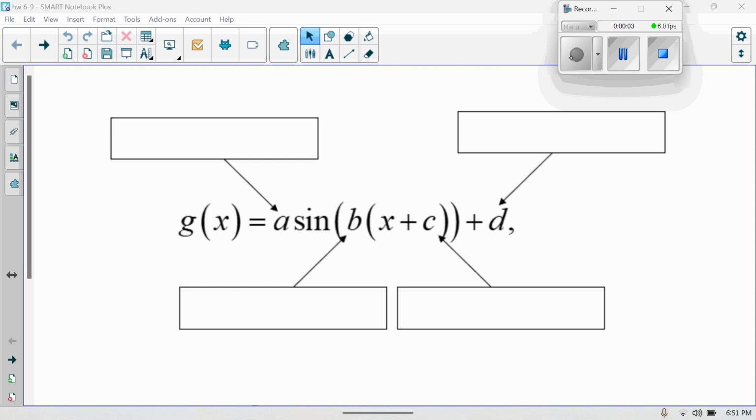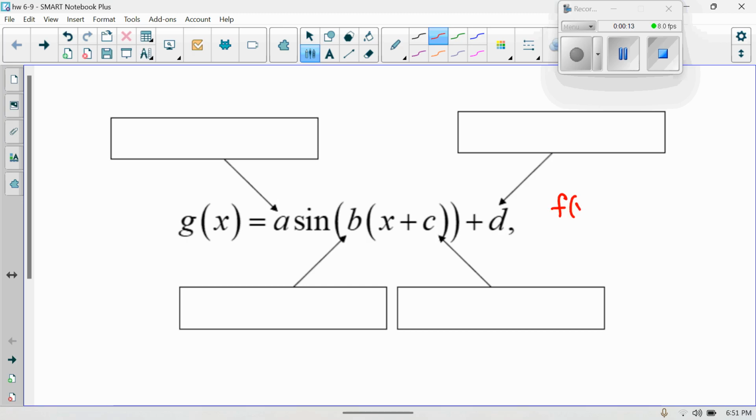Okay, so this is our generic trig or sinusoidal equation. I'm using sine as an example, but this would apply the same way if I had f of x equals a cosine b x plus c plus d. We're going to go through each of these and talk about them, and then connect them to our transformations and use them to answer some questions.